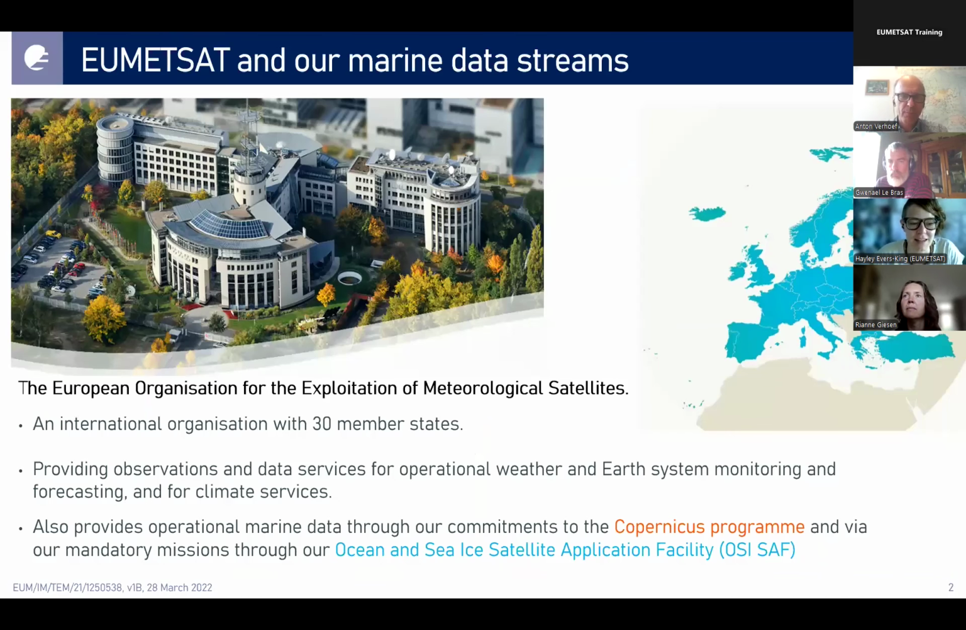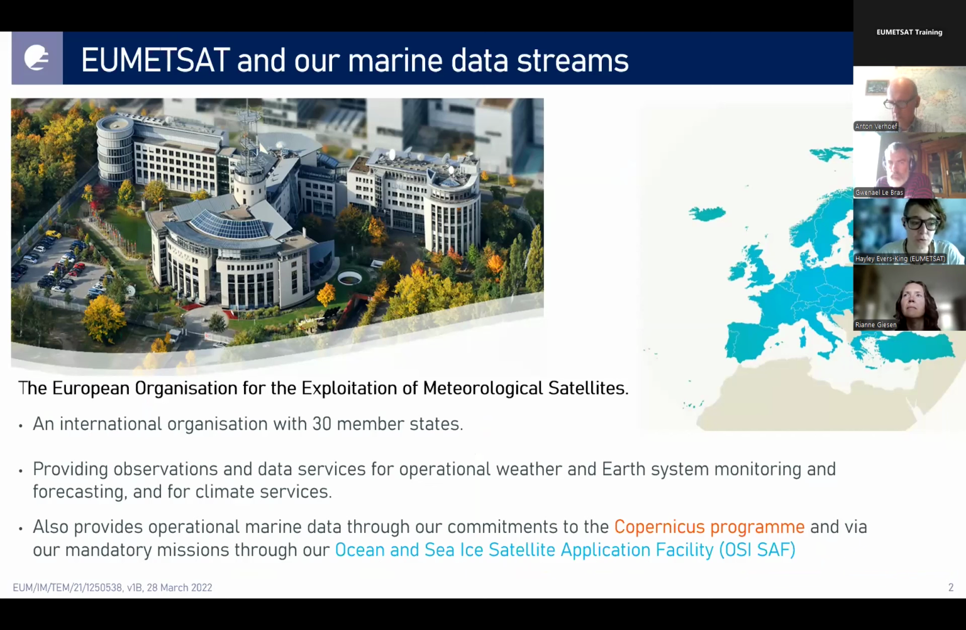So who are we at EUMETSAT? If you don't already know us, we are the European Organisation for the Exploitation of Meteorological Satellites. We're an international organisation with 30 different member states. You can see them all in the map of Europe on the right-hand side there. And we basically provide weather data and climate-related data for these member states for their national meteorological services.